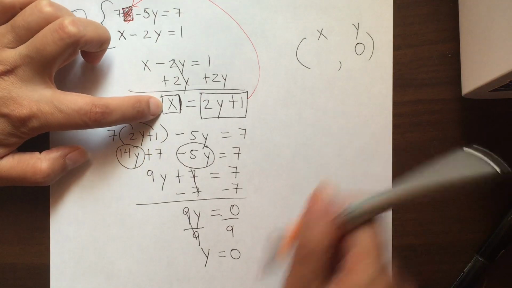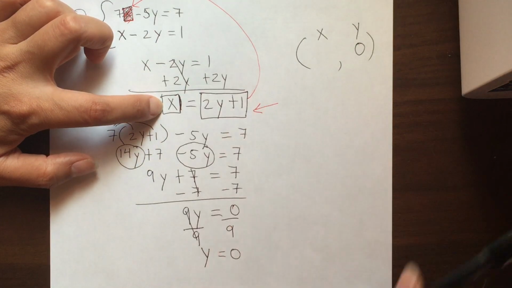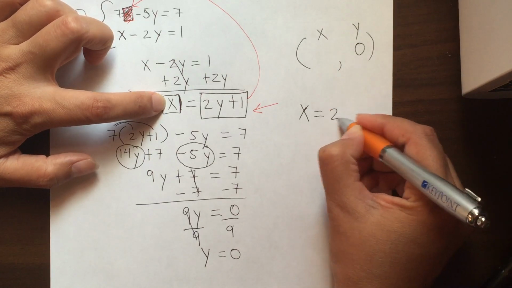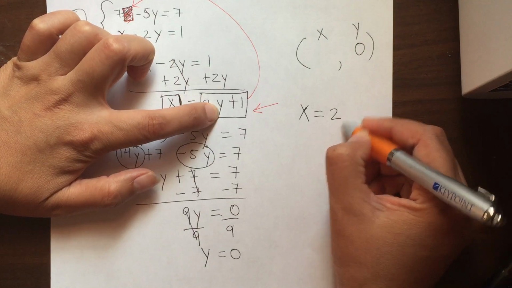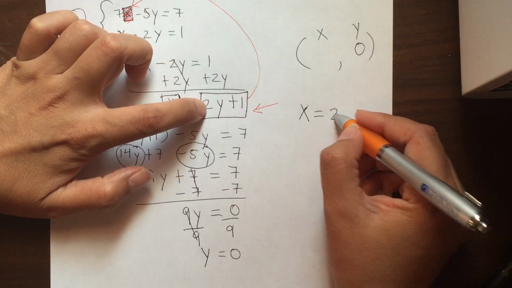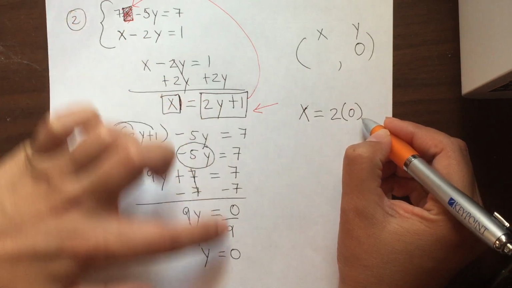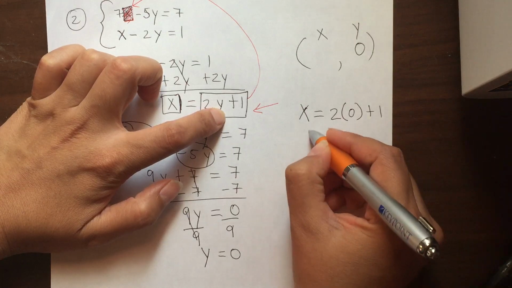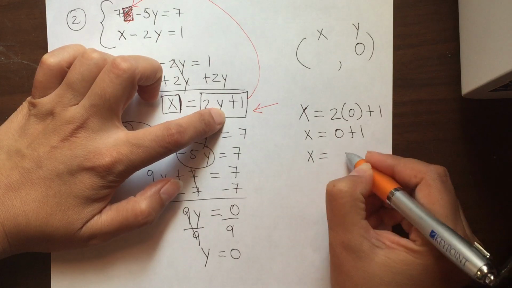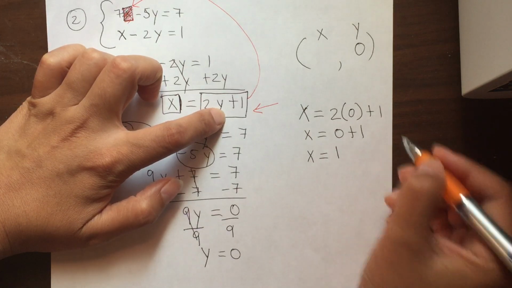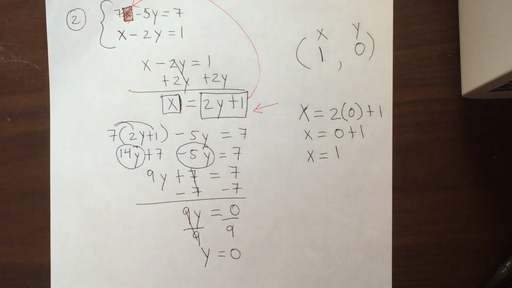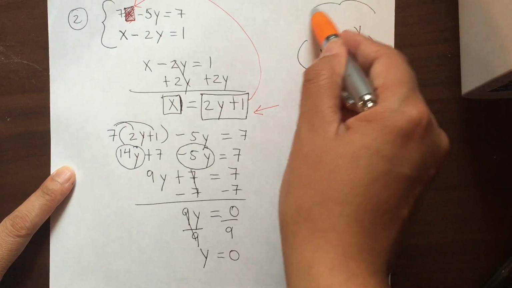Now the easiest one to use is this equation. Remember that it's easier because x is already isolated. And so I put 2. You can write the equation again and replace it in the following, or you can just replace it in here. So 2 times 0, which is the value of y, plus 1. 2 times 0 is 0 plus 1. And so x equals 0 plus 1, which is 1. Okay, so the two lines will meet at point (1, 0). Okay, so this is my solution.